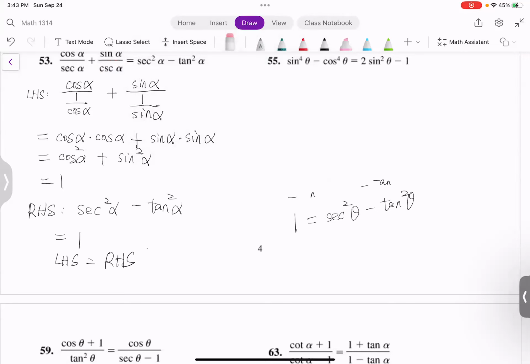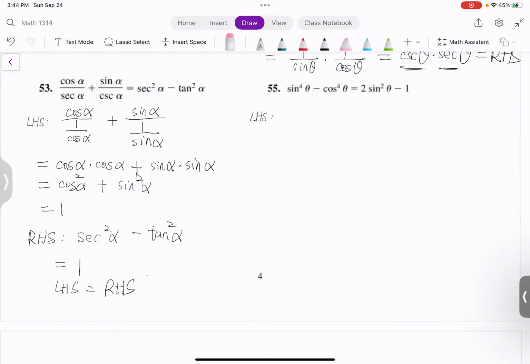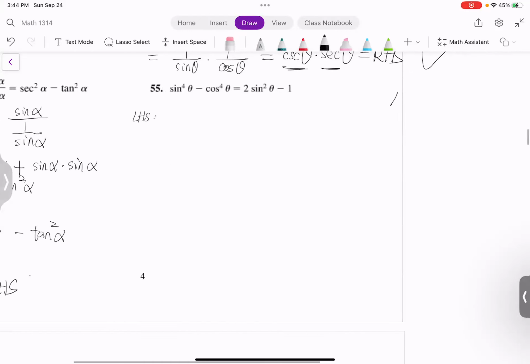Okay, let's see the next example. Which side is more complex? Maybe later we use the same method: work on the right-hand side or left-hand side until it equals something the same. Okay, I still feel that the left-hand side is very complex, and I see this is the fourth power. How to get rid of the power here? Do you remember the conjugate formula? a squared minus b squared equals a plus b times a minus b.